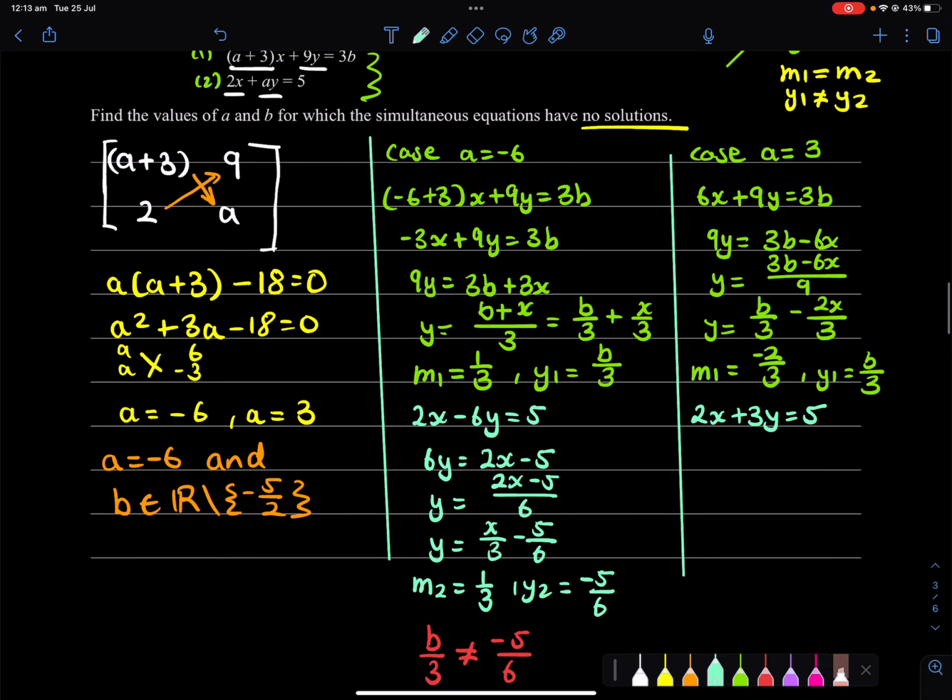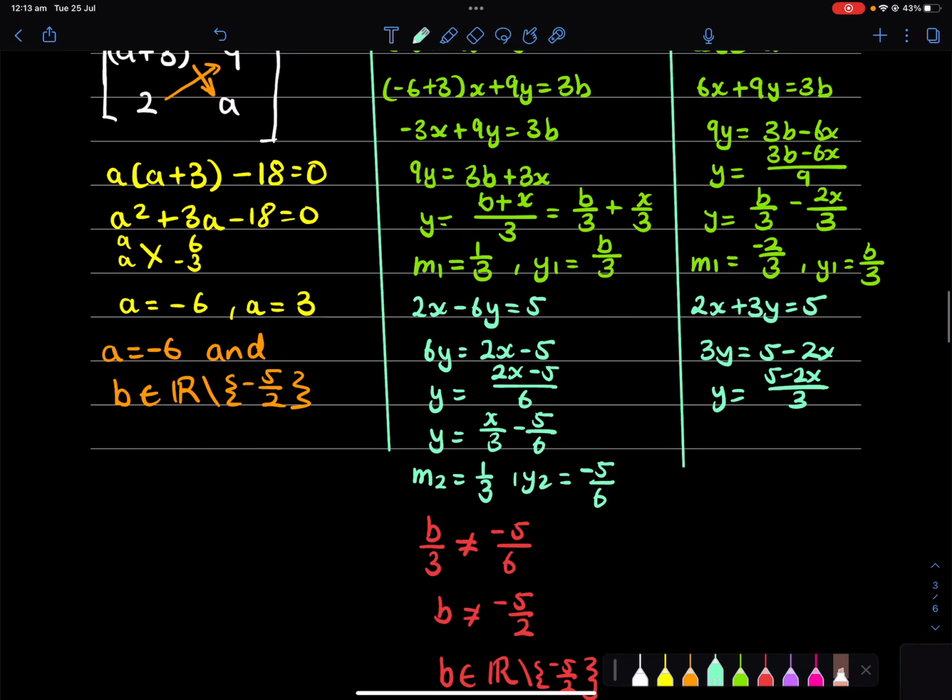equals 5. 3y equals 5 minus 2x, so y equals (5 minus 2x) over 3. Therefore, this can be written as 5 on 3 minus 2x over 5. Therefore, your m2 here is negative 2 over 5. Oh, sorry, here I made a mistake. Why am I writing 5 here? Must be 3. Okay, perfect. And then y2 equals 5 over 3.